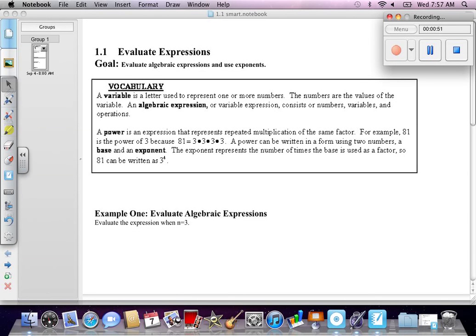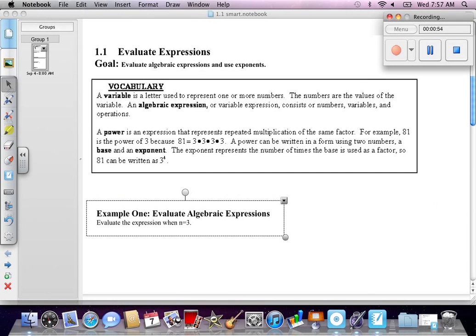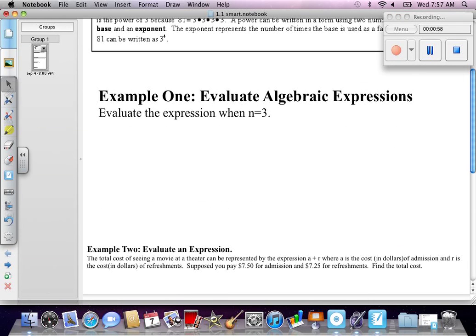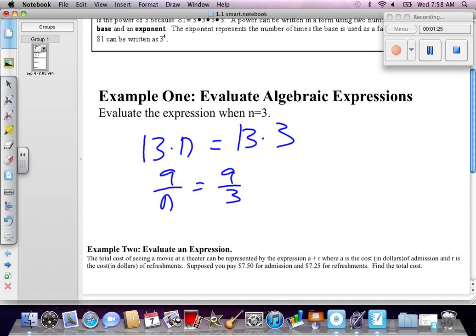Okay, what we're first going to look at is when we're given a letter, such as n, and we're going to replace n with that number. And these are just examples right here. You don't have to write anything for these. Obviously, it's done it for you. It's showing you that 3 times n would be the same as 13 times 3. Okay, they just took the n and replaced it. They did 9 over n is the same as 9 over 3. You see how those are written on your paper? All it's doing is replacing them.